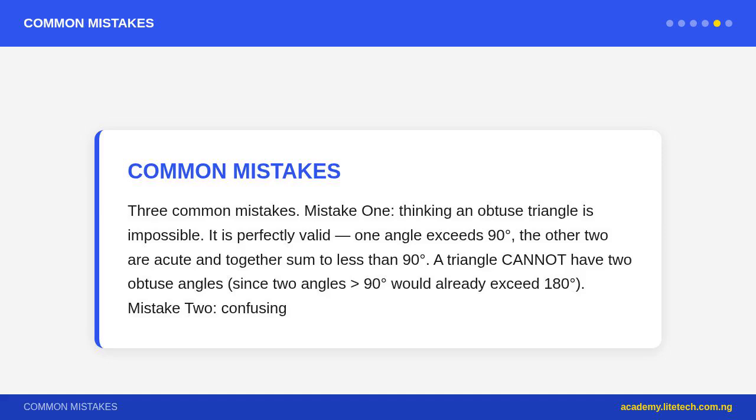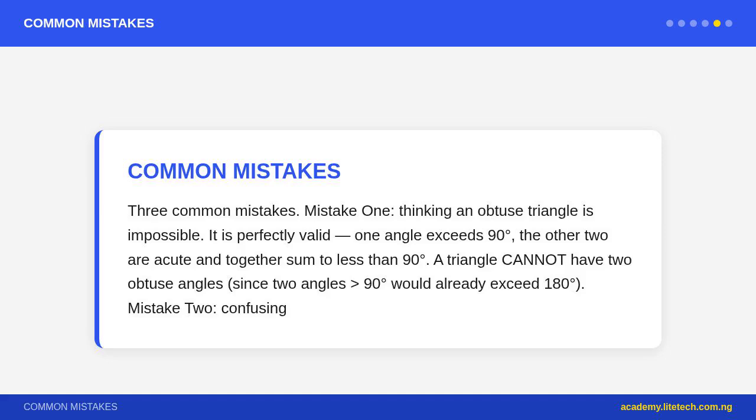Three common mistakes. Mistake 1: thinking an obtuse triangle is impossible. It is perfectly valid. One angle exceeds 90 degrees, the other two are acute and together sum to less than 90 degrees. A triangle cannot have two obtuse angles, since two angles greater than 90 degrees would already exceed 180 degrees.